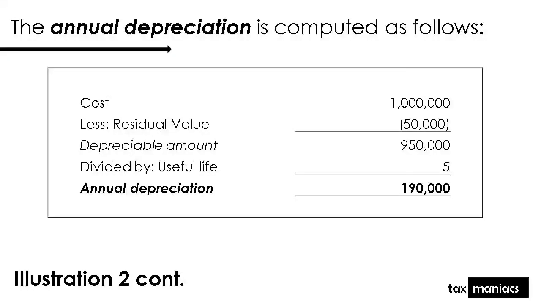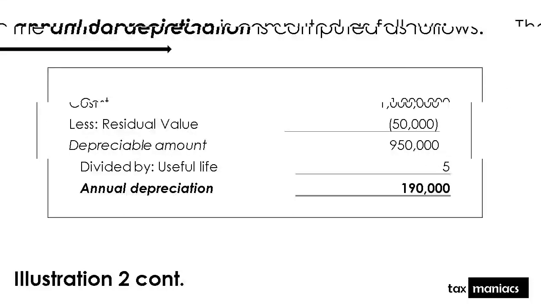We have the cost, 1 million, less residual value of 50,000, then we get the depreciable amount of 950,000. To get the annual depreciation, we divide it by the useful life of 5. Then we get the annual depreciation amount of 190,000.